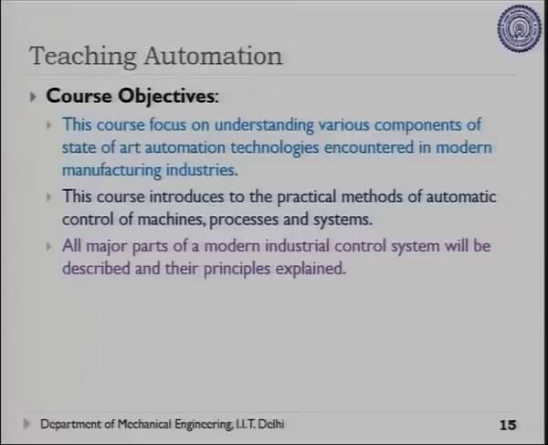And then it introduced to the practical methods of automatic control of machines, process and systems. So that is what has to be covered during this course. And all major part of modern industrial control system will be described and their principle explained. So the objective should be framed like this, that whoever do this course will get familiar with these kind of technologies.